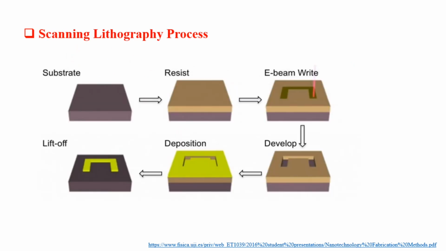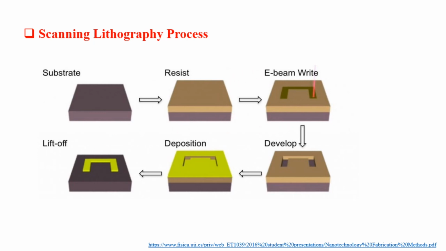So the structure is formed by photolithography in this process. The next one is scanning lithography. In this we use an electron beam or high energy particles to scan and pattern some part. Then we develop, deposit the desired material, and lift off, so the pattern is formed. This is called e-beam lithography.